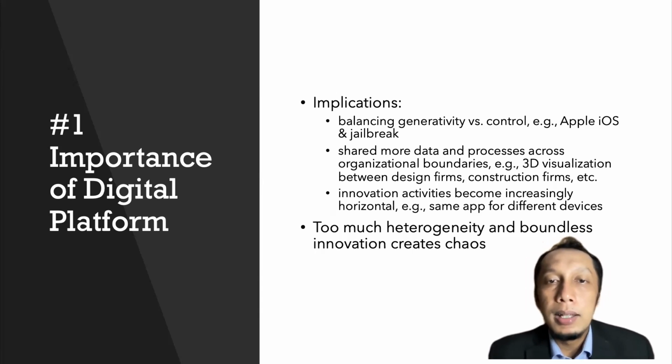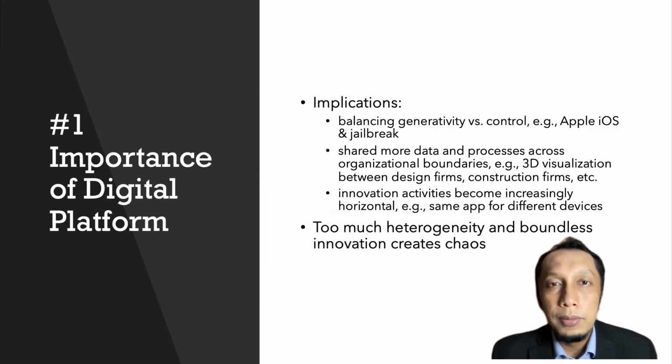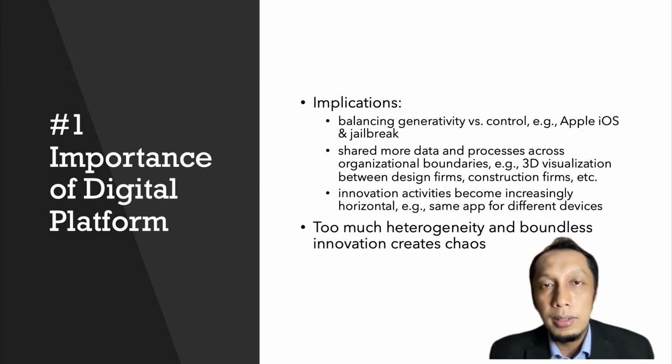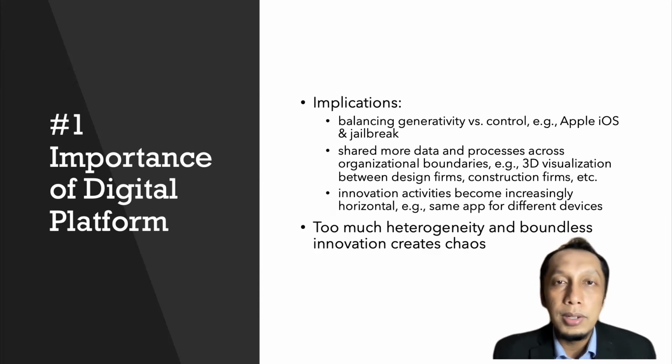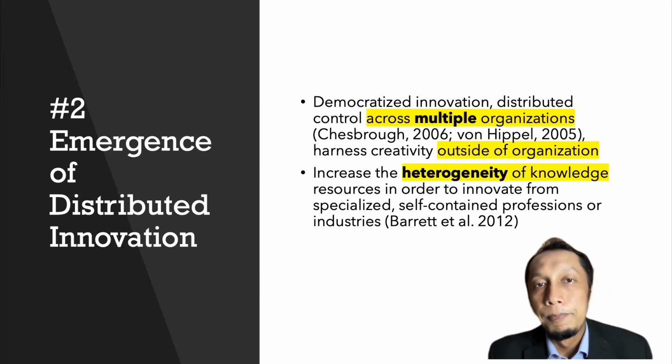Another implication is that we have to deal with data sharing and process sharing across organizational boundaries. Again, we have to deal with privacy issues, security issues, and so on and so forth. And because of this, innovation activities will become increasingly horizontal. One thing that we have to be very careful about here is that too much heterogeneity and boundless innovation will create chaos.